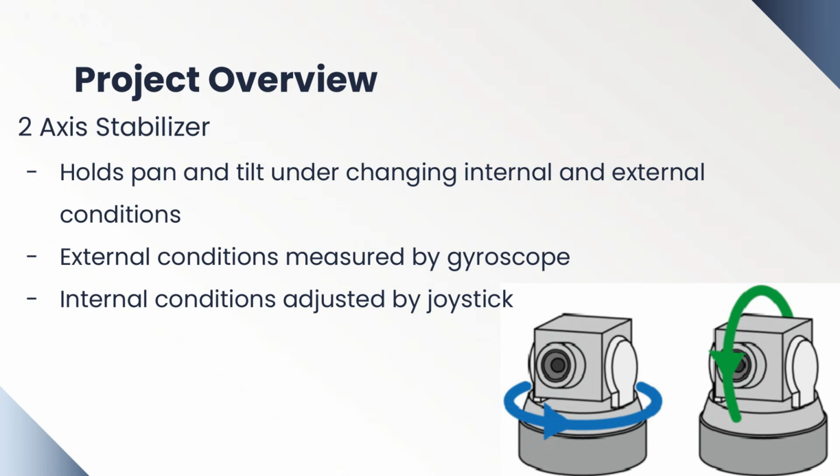The external conditions were measured by a gyroscope, which senses when we turn the camera left to right, up and down. And the internal conditions are calculated by the joystick, where we choose which direction we want it to go.